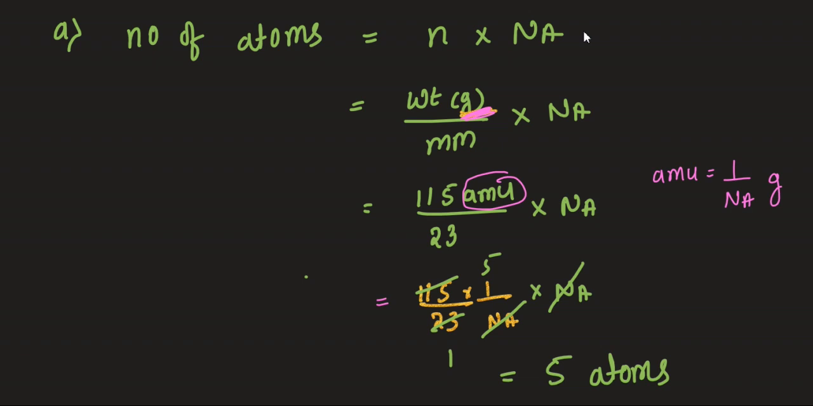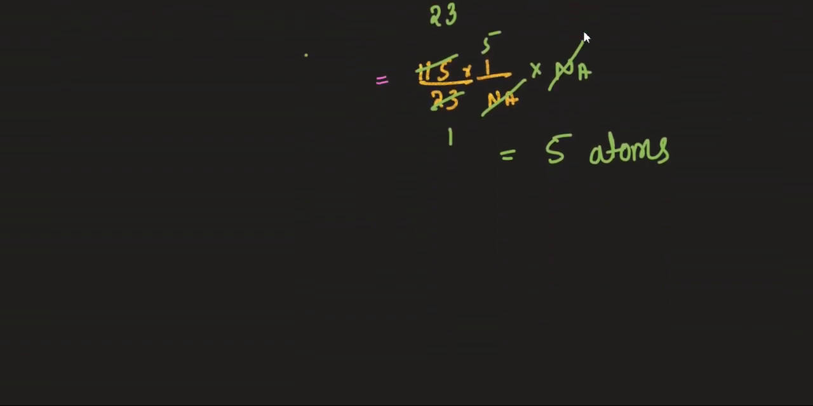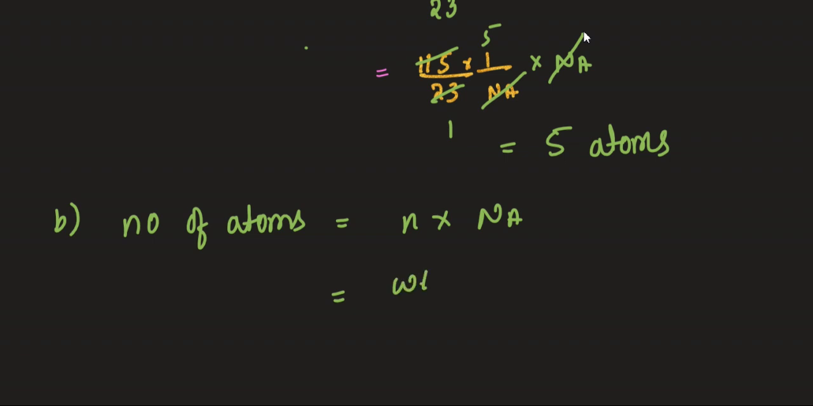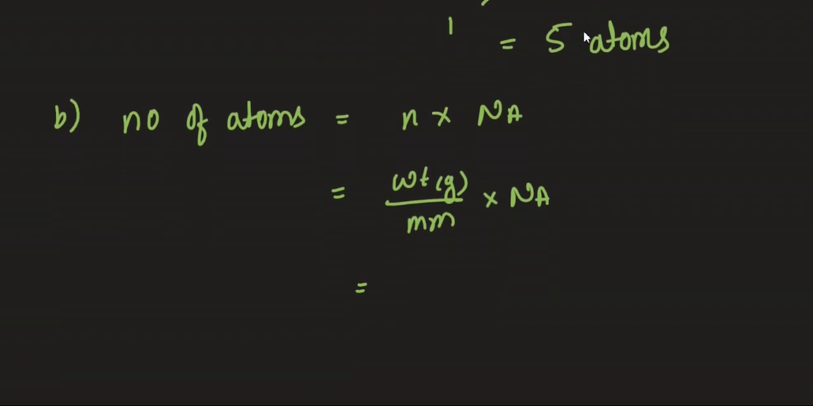Right. So let us try to go with the next one. Coming to the B question, this time they're also asking the number of atoms. We know that number of atoms is equal to N into Avogadro's number. N is nothing but the given weight in grams divided by molar mass. What is the given weight they have provided? 115 grams divided by molar mass, which is 23, into Avogadro's number.